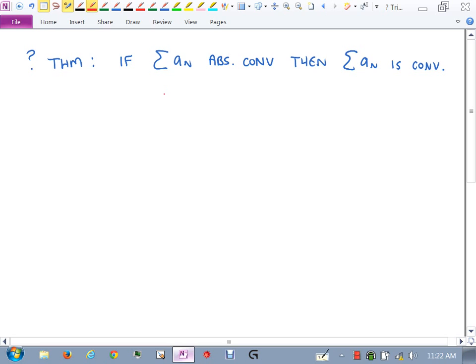Another way you could have written that is, instead of writing this, you could have written this, right? Because that's really what it means to be absolutely convergent. It means that that little piece there with the absolute value converges.